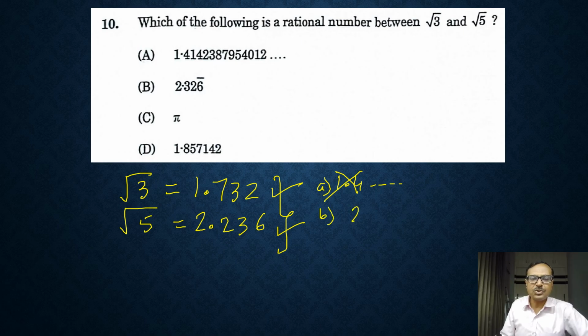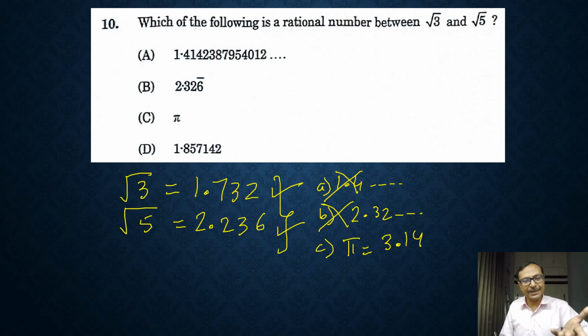Option B is 2.32 something. Again, it lies outside 1.732 and 2.236. So this is also ruled out. It is outside the range. C is pi. Pi we all know is 3.14, which again is more than the bigger number there. So this is also ruled out.